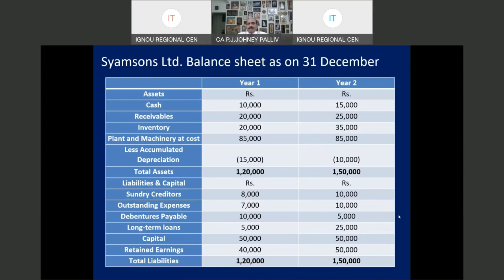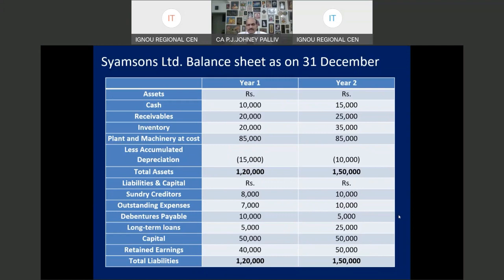And we have capital. This capital may be equity share capital and preference share capital, as I mentioned yesterday. Equity share capital, they are owners of the company. Preference share capital, they are also owners, but they have a preferential right over the dividend. If there is a dividend, they have a preferential right over the assets of the company at the time of winding up. So the capital originally 50,000, year two 50,000, there is no increase or decrease in capital.